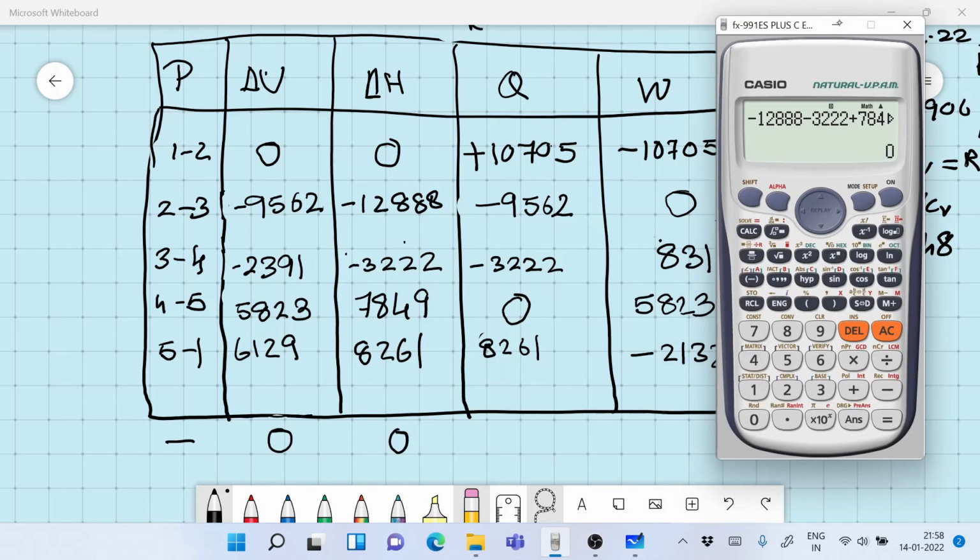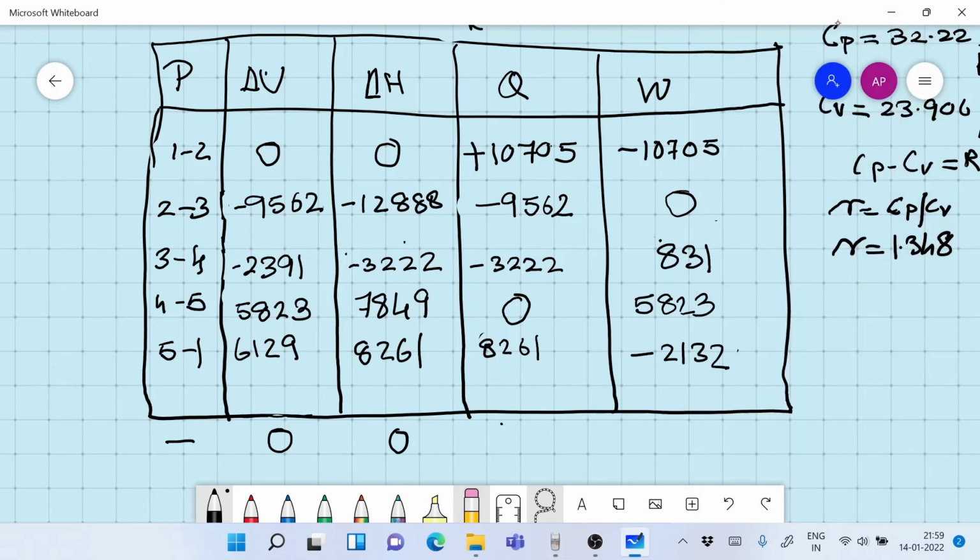Now let's add Q and see what do we get. So that's 10,705 minus 9,562 minus 3,222 plus 8,261. That is 6,182.